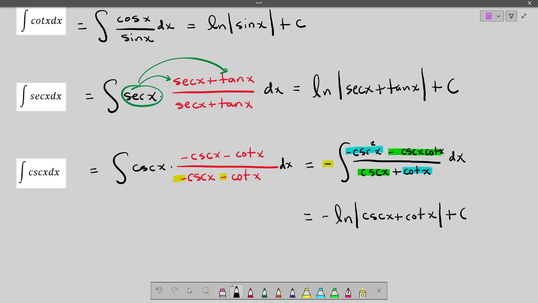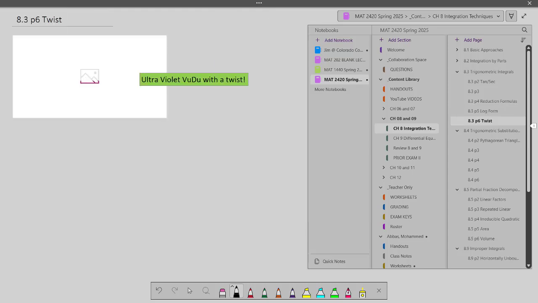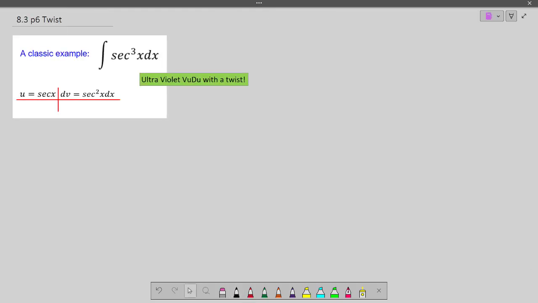So just as a reminder, try to get that embedded into your brains. All four trig functions other than sine and cosine integrate to logs. And if they integrate to logs, you should be able to put them in log form. So let's take a look at this. I'm going to let you all try this. The integral of secant squared, we just did it using that reduction formula in that big table of reduction formulas. But I want you to try it this way.